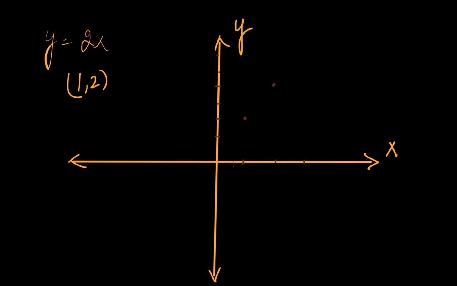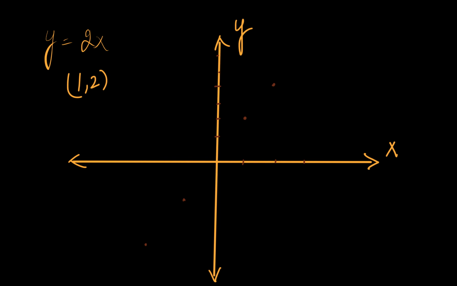Similarly, on this side, for minus 1, y is going to be minus 2. So similarly, approximately here and here. So I'm not taking all the points, I'm just taking the points which are convenient to me. But the relationship is general.